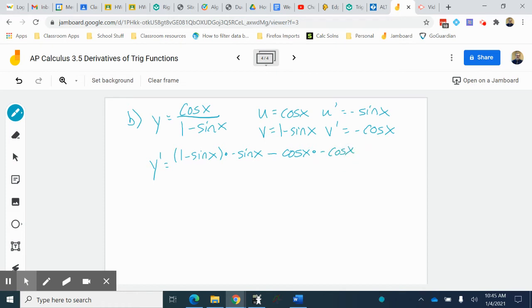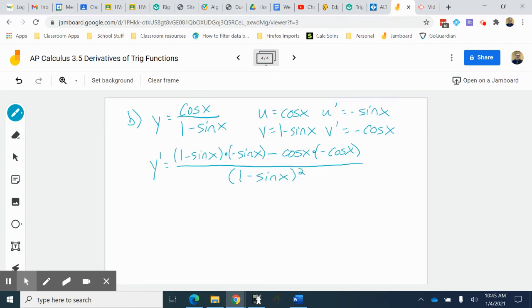Hey, here's another thing. Be careful. You can multiply things that have negatives without putting them in parentheses, but be really careful that it's completely obvious that you have a multiplied by sign there. If you draw a nice big dot, it's okay. Otherwise, probably a good idea to just do that every time. Divided by v squared, 1 minus sine x squared, quotient rule.